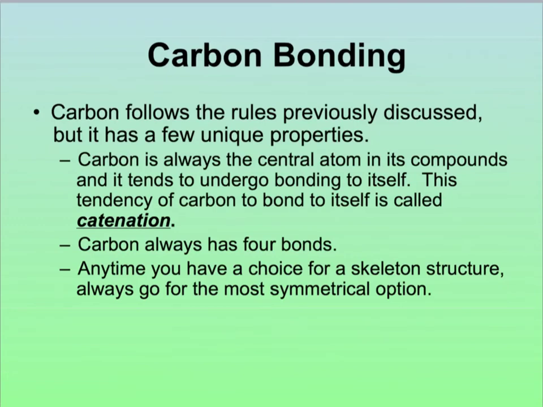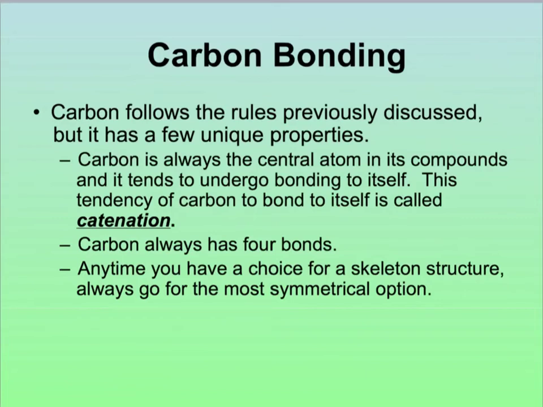A few rules need to be mentioned when it comes to carbon. Carbon follows all the rules previously discussed, but has a few unique properties that you need to remember. Carbon is always the central atom in its compounds, and it tends to undergo bonding to itself. This means that carbon likes to bond to another carbon. So if you've got more than one carbon, they're going to bond right next to each other, and this is called catenation. Also, carbon always has 4 bonds, so you're never going to put lone electron pairs around carbon. It's always going to form at least 4 bonds.